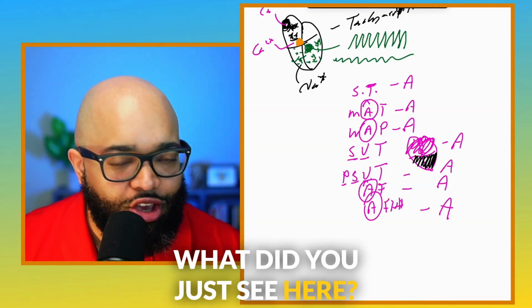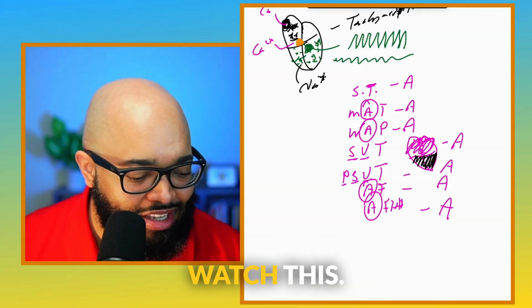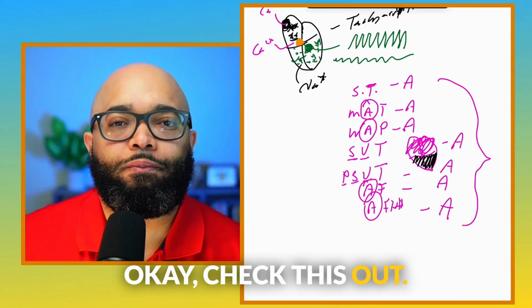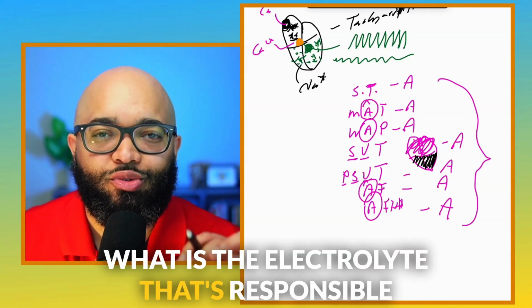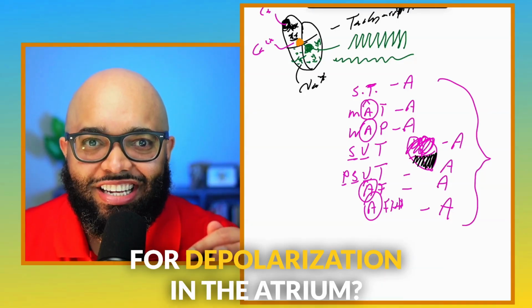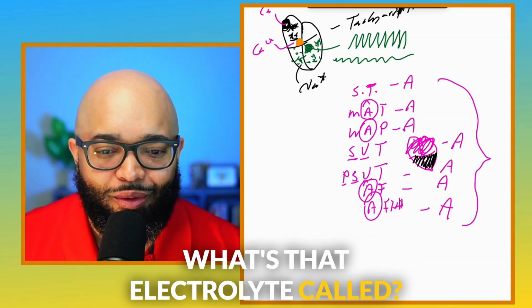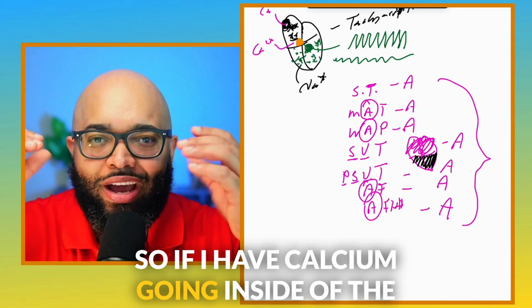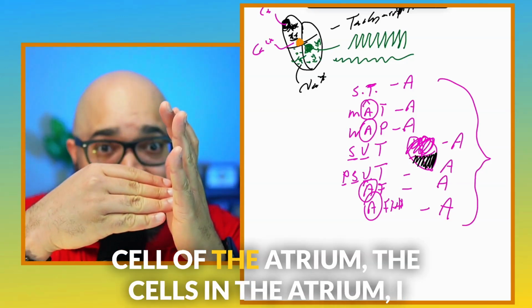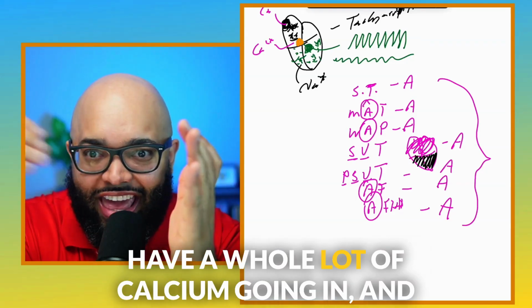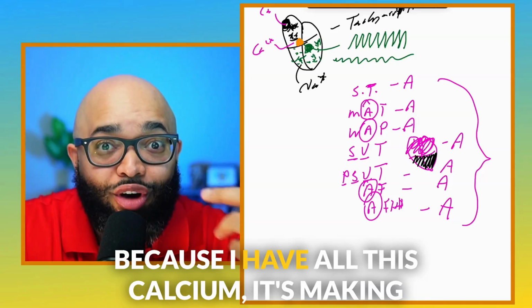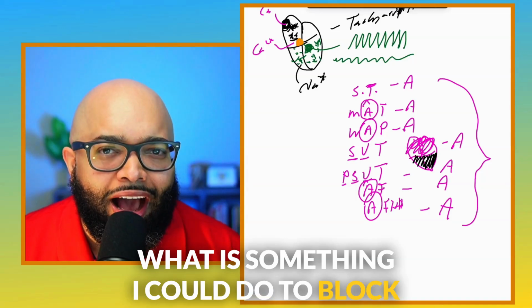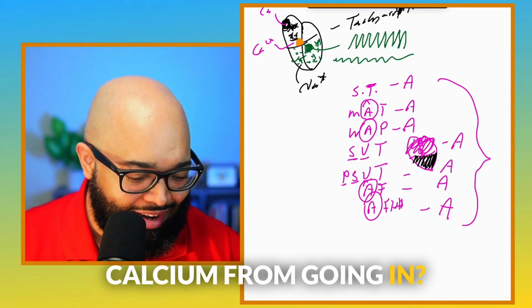What did you just see here? You heard atrium, atrium, atrium, atrium, atrium. Watch this. What if I showed you the drug of choice? What is the electrolyte that's responsible for depolarization in the atrium? If I have calcium going inside the cells of the atrium, a whole lot of calcium going in, and because of all this calcium everything goes crazy, what is something I could do to block calcium from going in?